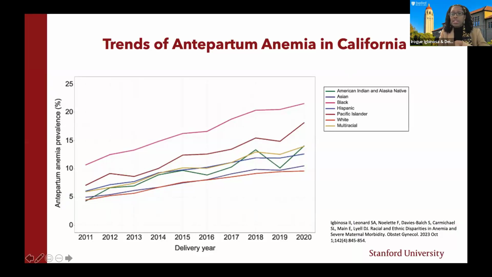And I think what's unique about this data is that because of California's diverse population and our data set, we were able to stratify by more groups than usually you're able to see. And then third, we see multiracial, followed by American Indian, Alaska Native, and then Hispanic.